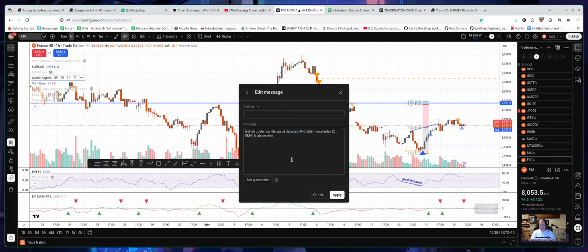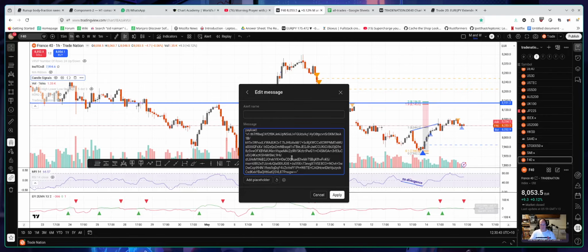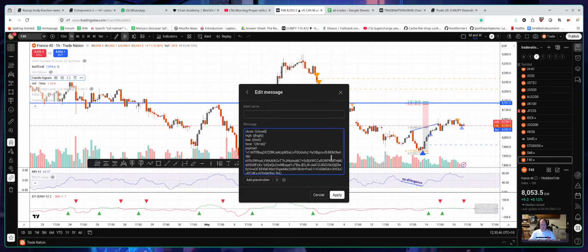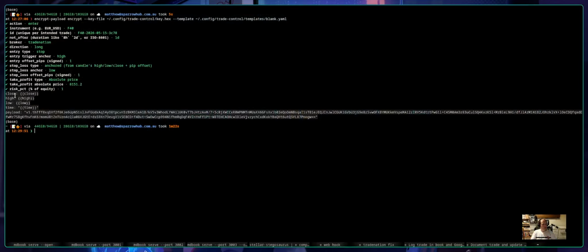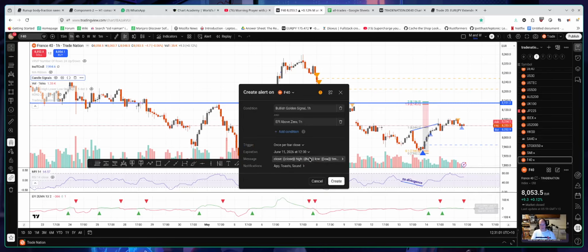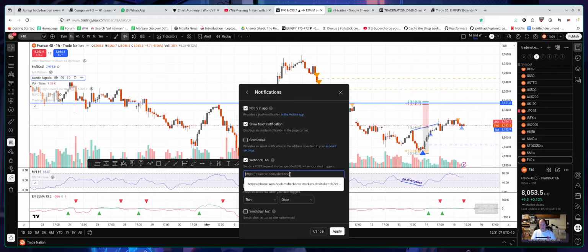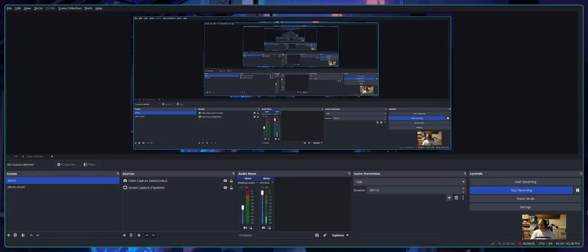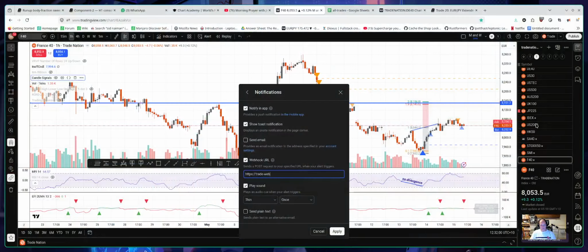Okay, and then we're going to send this message, which we just pasted in there. So our encoding of the information is happening here, and it gives us the message. Close, high, and low will all be sent; these will be filled in by TradingView in the message. Apply, and we want it to go to our webhook. I need to pause the video while I look up my webhook. Okay, so this is my endpoint there.